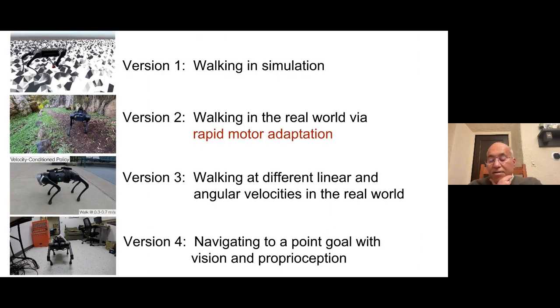Okay, so next, we do it for a billion trials, and now the robot is able to walk in simulation. And now we want to take that policy, put it on my real robot, and make it walk in the real world. Next slide.